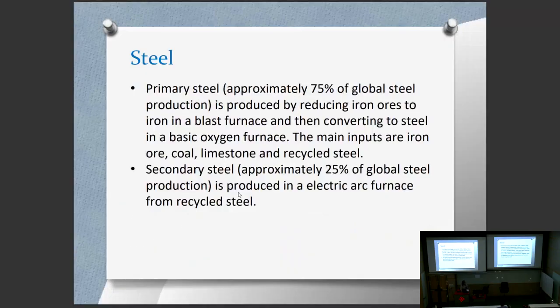Primary steel is produced by reducing the iron ores to iron in a blast furnace and then converting to steel in a basic oxygen furnace. The main inputs are iron, coal, limestone, and some recycled steel. So this is called the primary steel, with not much recycled content. And secondary steel is produced in an electric arc furnace from recycled steel. So primary steel is basically from virgin resources, and secondary steel is from recycled steel.